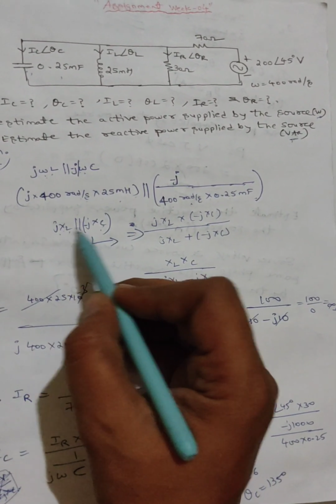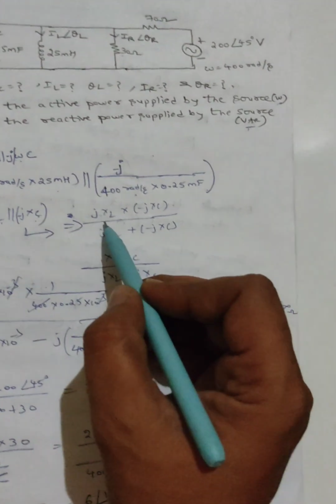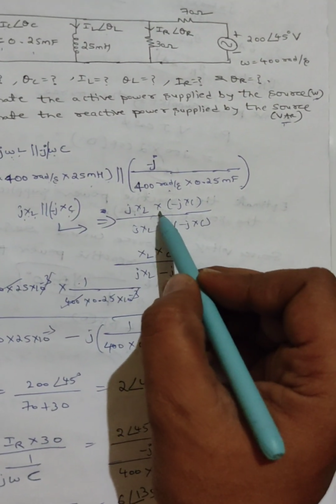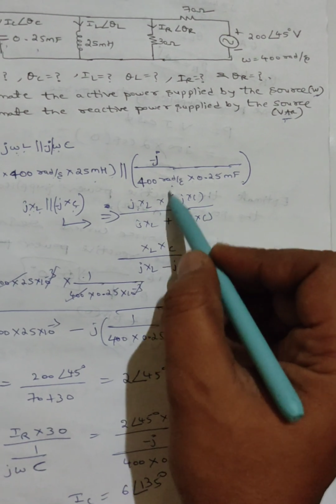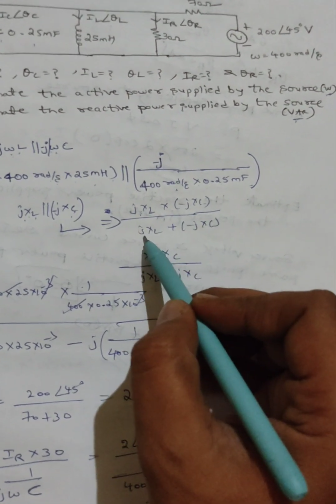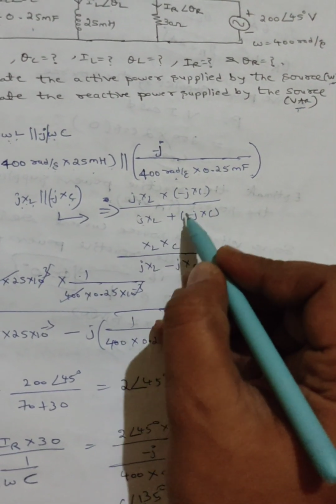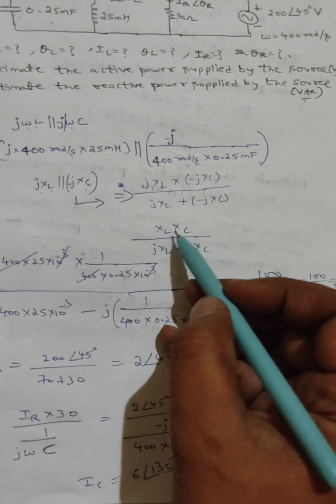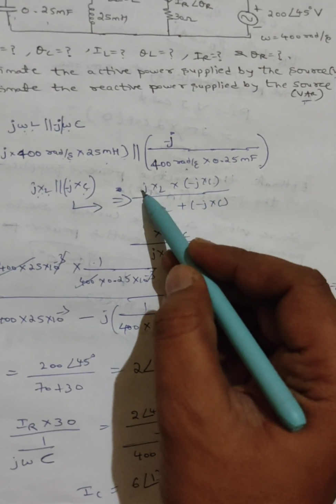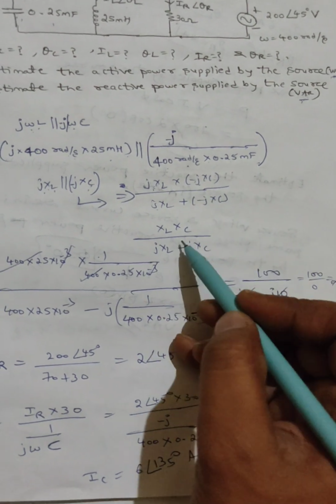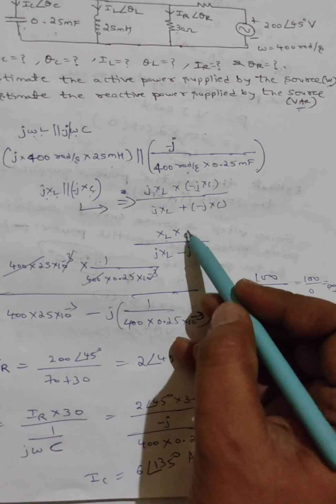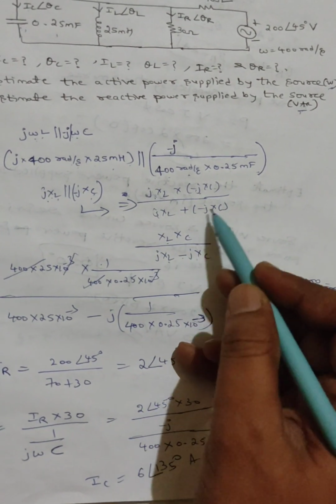Now when two are connected in parallel, we can write like this: jXL into minus jXC, where in the numerator we multiply the reactances and in the denominator we add them, all divided by jXL plus minus jXC. So j into j is j squared, and the j squared value is minus 1. Minus 1 into minus gives plus. So the numerator is XL XC. The denominator is jXL minus jXC.